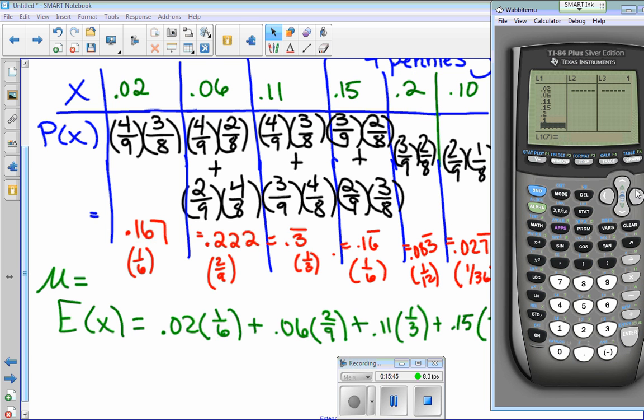And then I go to list 2 and I type in the probabilities of each of those. So I type in 1 divided by 6. I type in 2 divided by 9. I type in 1 divided by 3. I'm just typing in the probabilities of each of those occurring, okay?